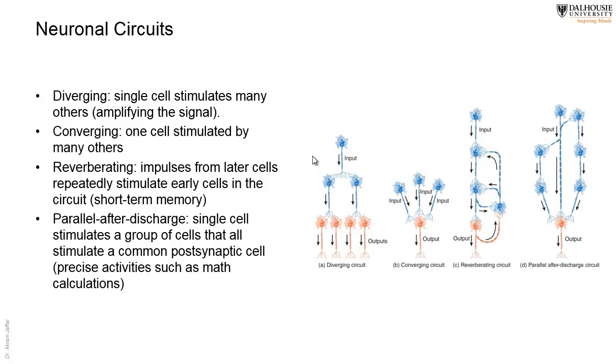And then the other one is parallel after-discharge. You can see here a single cell stimulates a group of cells, and all these cells will act, whether stimulating or inhibiting, on one other cell. So these are different types of neuronal circuits. It's not a simple one-to-one relation between the neurons. That's why the cells have multiple dendrites, and these dendrites are connected to many other neurons, and even the axon has multiple processes at the end, so it's not a one-to-one relation. There are circuits in here.